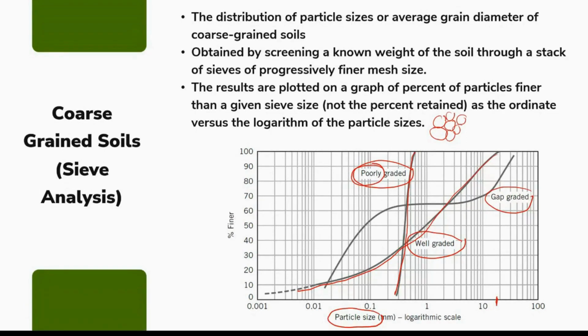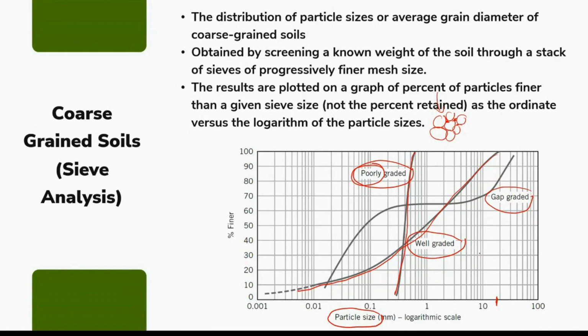So dekat sini bila kita zoom out, dekat sini dia ada void dia. So this void kalau hujan, air akan masuk. Bila air akan masuk, the water content increase, the strength of the soil akan decrease.